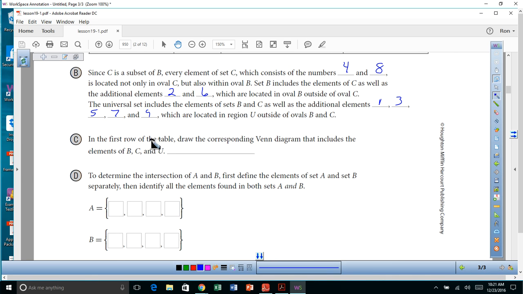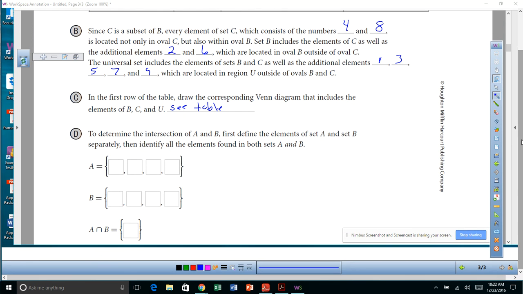Okay, in the first row of the table, draw the corresponding Venn diagram. So C table. We just got through doing that. All right. Let's see here. Oh, yeah, we can get it all on there.